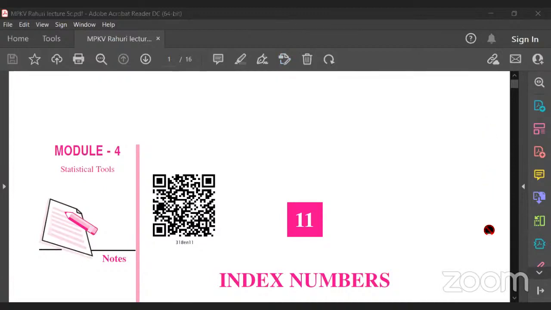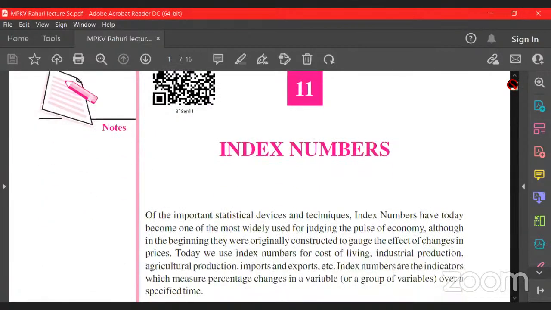Whenever you have any problems with these things, one of the best materials you will get is from NIOS, because it is from the government side and the people preparing it are mostly DU University professors. They are good at it. I have shared it in the chat box. You can open it and follow me, but if you see the screen, that is enough. So, this is about index numbers.